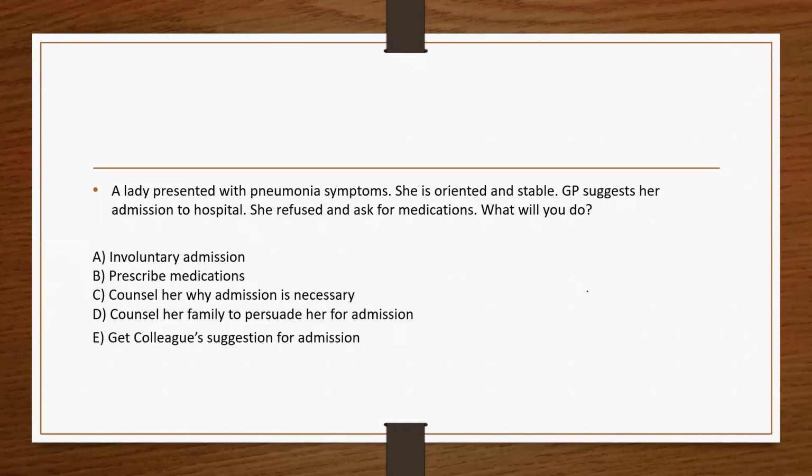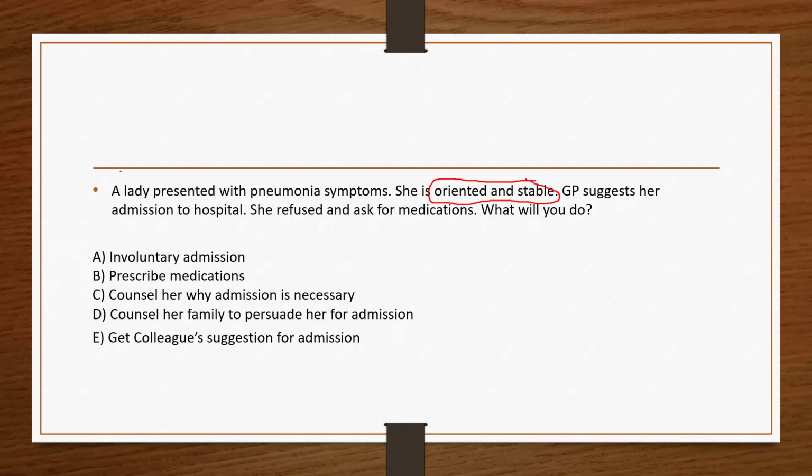Here, all of you think we should do answer C. Can somebody mention what is the most important sentence or clue in this history which is helpful for us to come to the answer? Very good, Dr. Urub. It's the "oriented and stable." Now, this is the most important thing for us to decide on our answer.